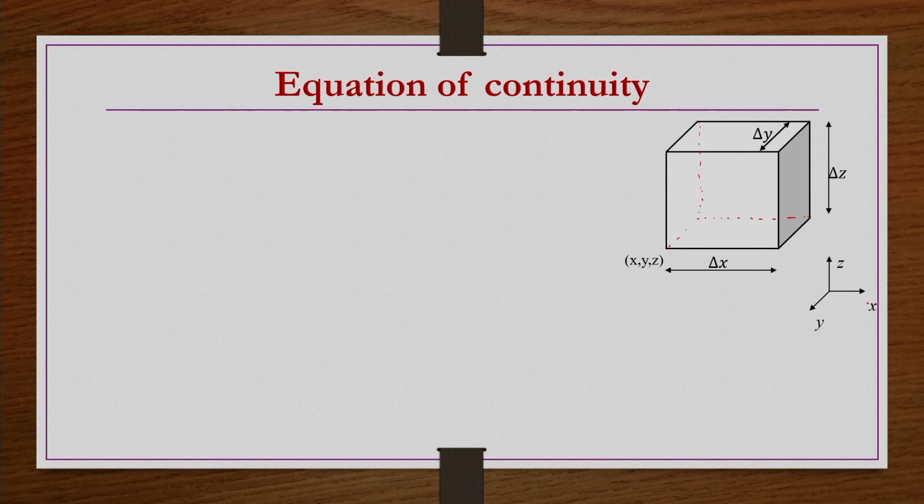The horizontal direction is the x direction, the vertical direction is the z direction, and the other direction is the y direction. This is how the coordinate system is taken. The size of the element control volume in the x direction is delta x, in the y direction is delta y, and in the z direction it is delta z. Now, we are going to do a mass balance over the control volume delta x, delta y, delta z.